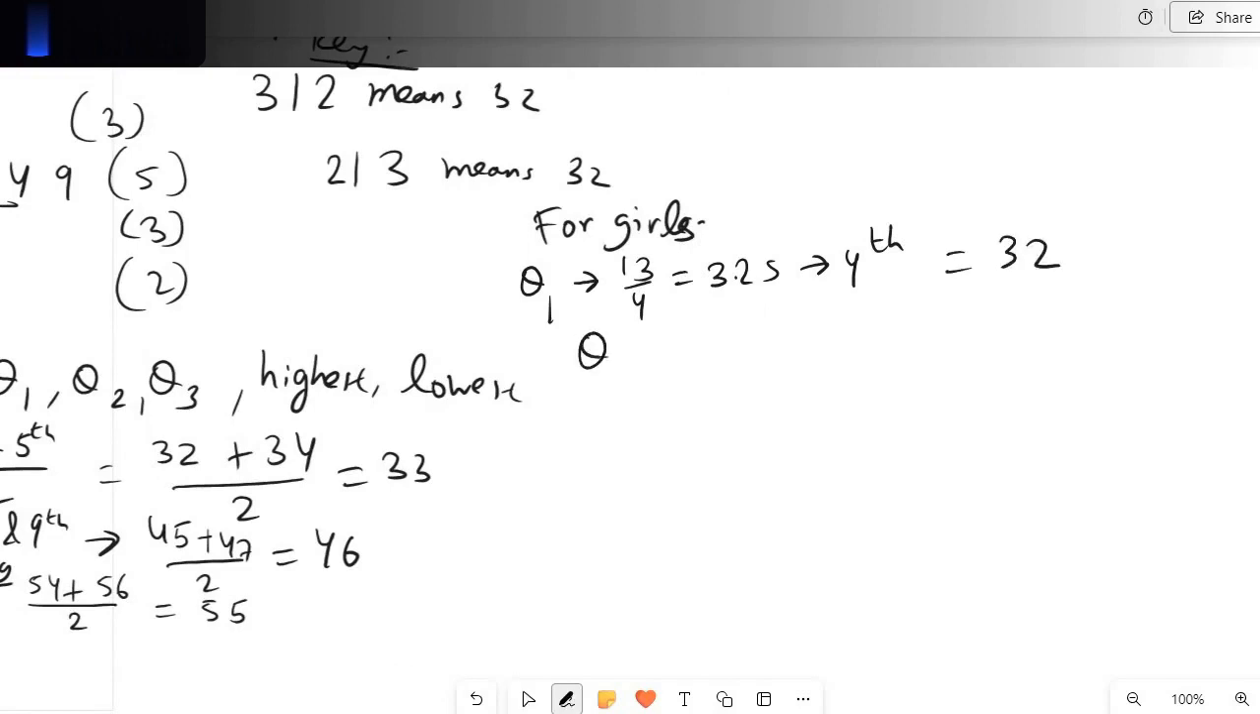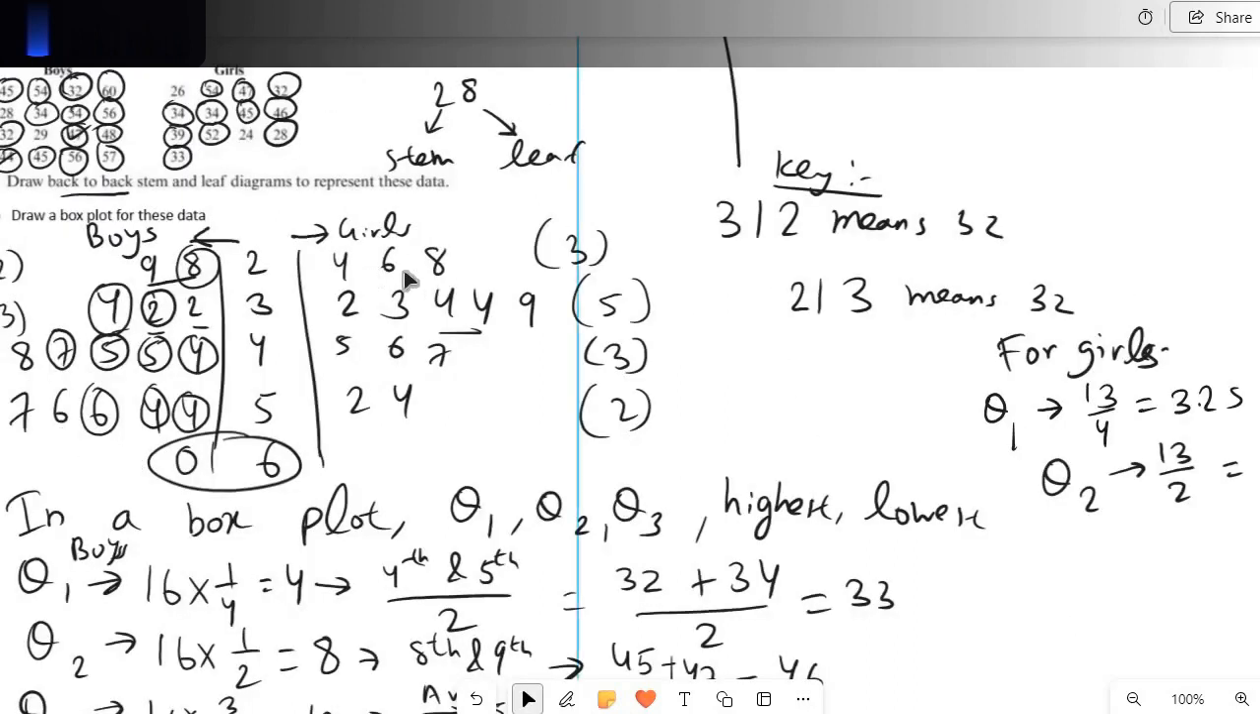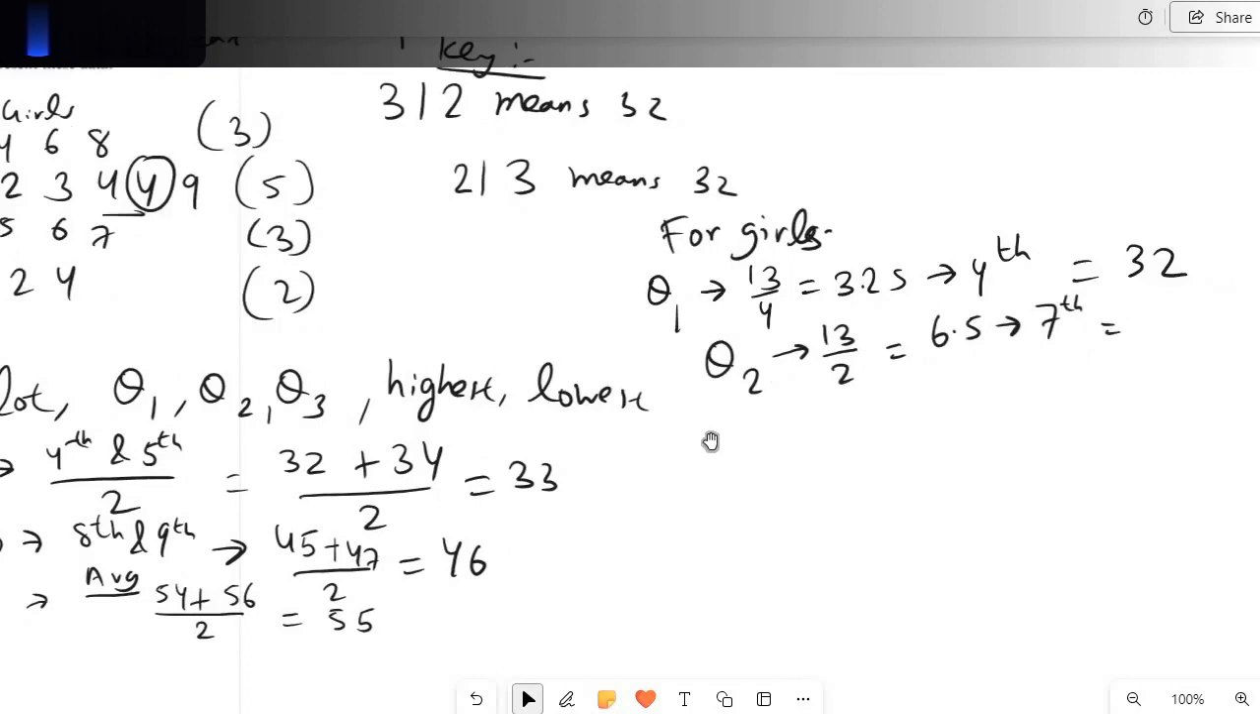For the median, this is going to be 13 divided by 2 using the n divided by 2 rule, which is going to give us 6.5. This is not a whole number, so we have to round this up to the seventh term, which is, in this case, there are 3 terms here and then 5. So this is going to be the seventh term, which is 34.